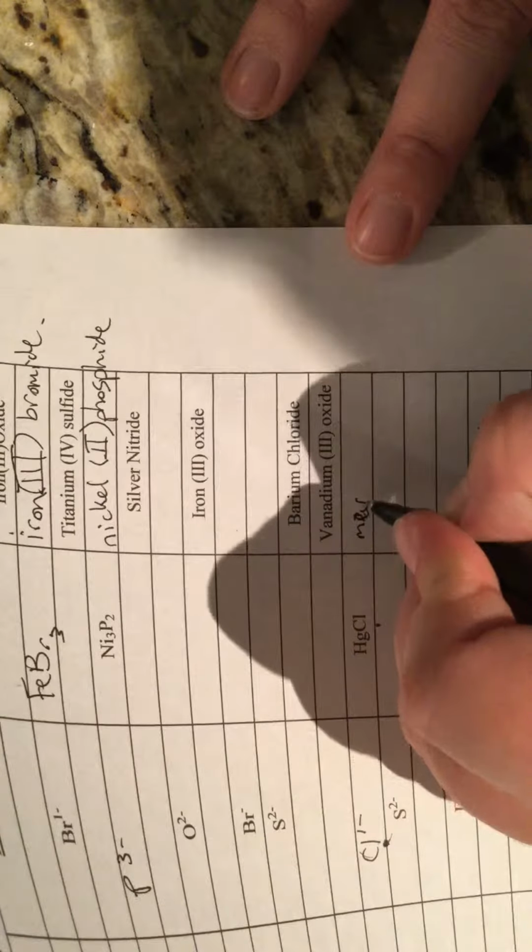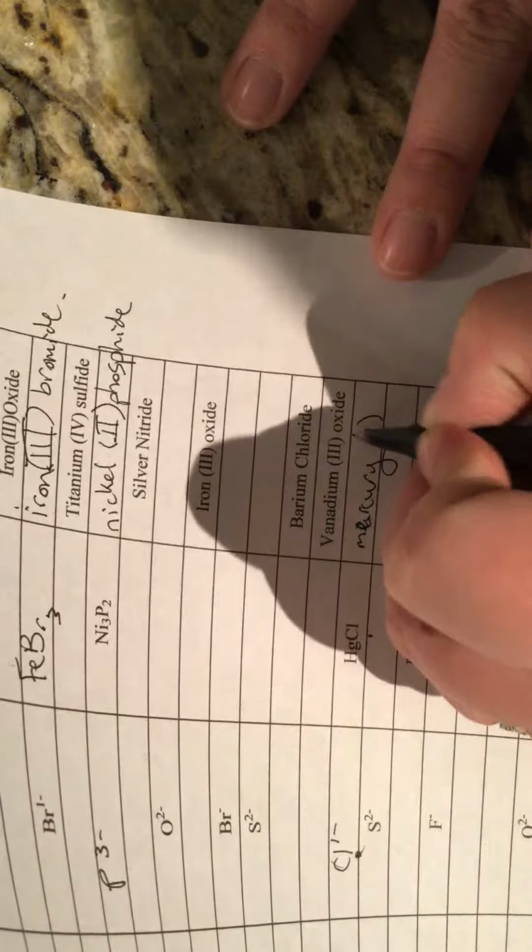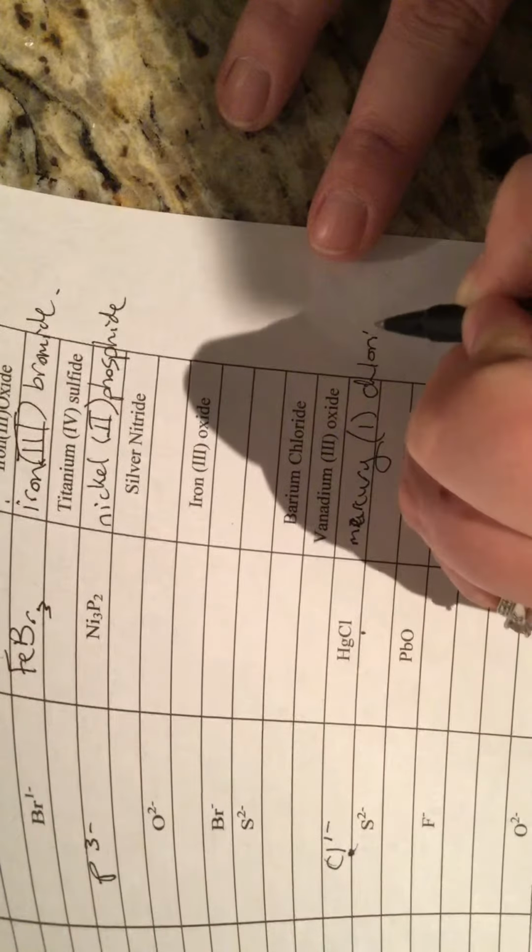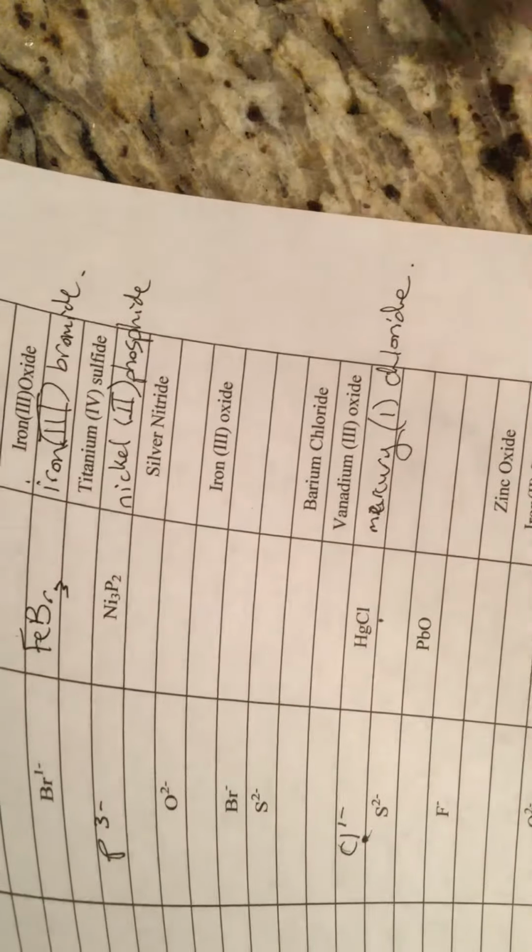Go over to your naming. Mercury. Ooh, can't spell. You guys know, spell it right. And so now we have mercury 1, because we know that's the charge, and we're dealing with chloride. Mercury 1 chloride. And there you go.